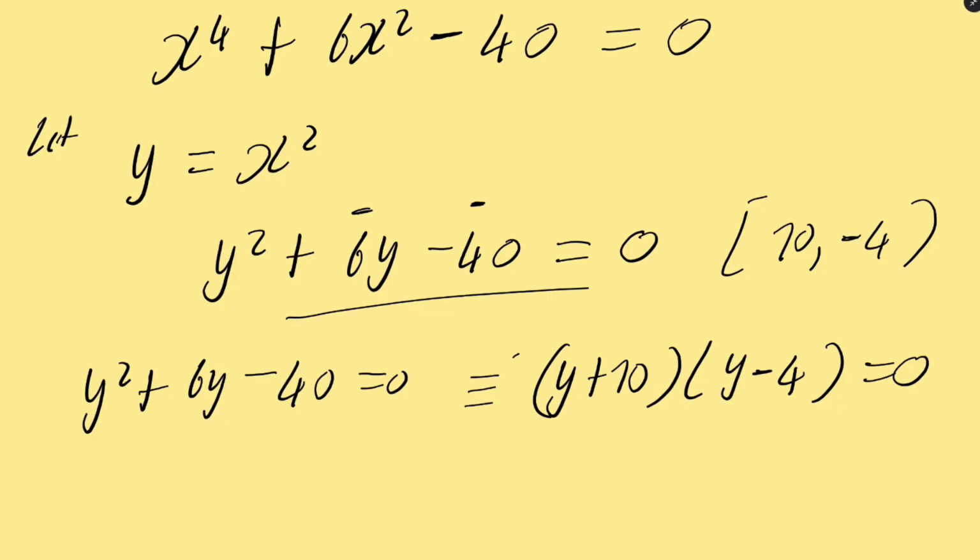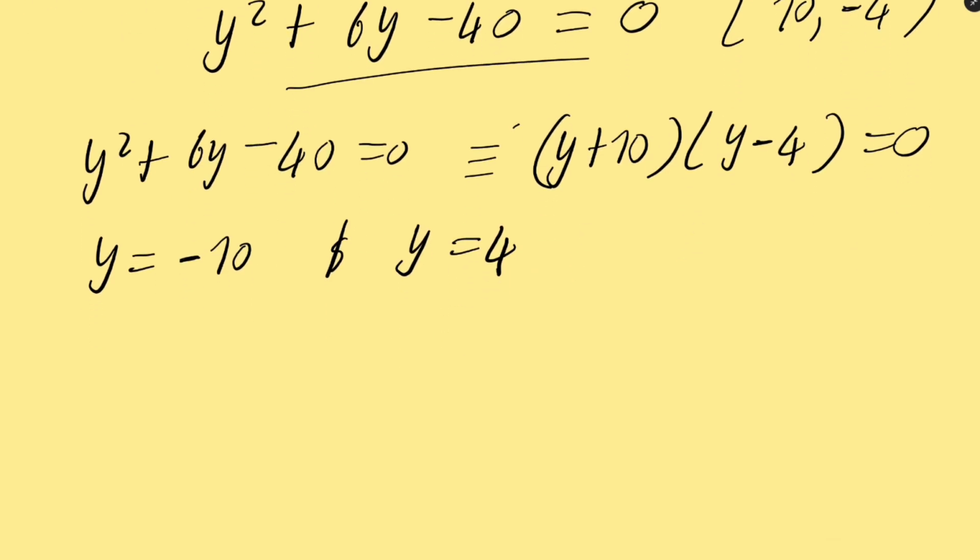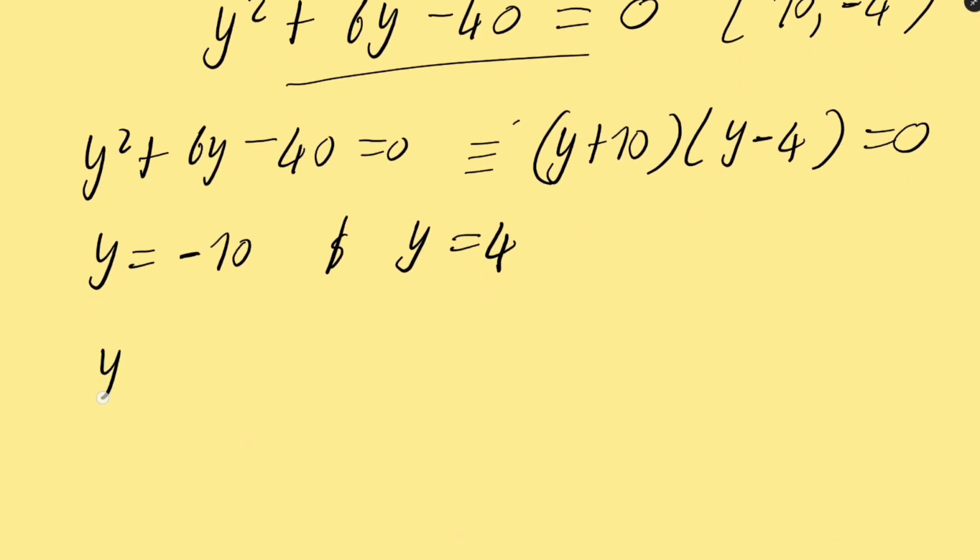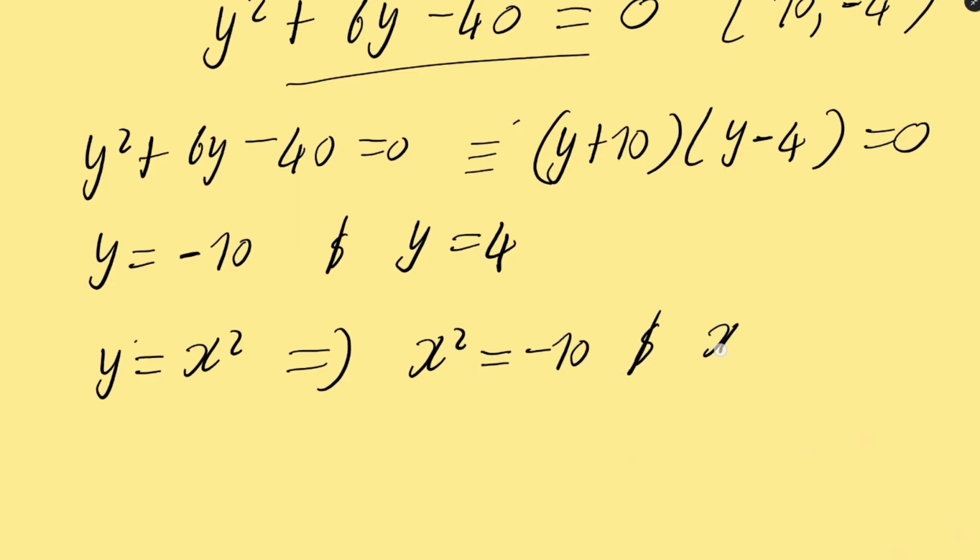Now we're at this point, so if you look at it, we can see that this equation has two solutions, which are the two possible values of y: y is equal to negative 10 and y is equal to 4. Now, we have to remember that our y is equal to x squared. This implies x squared is equal to negative 10 and x squared is equal to 4.